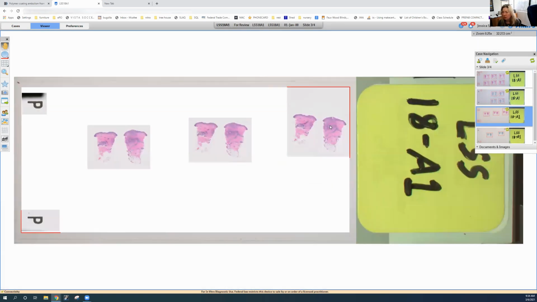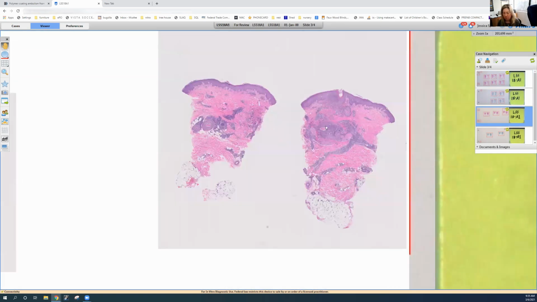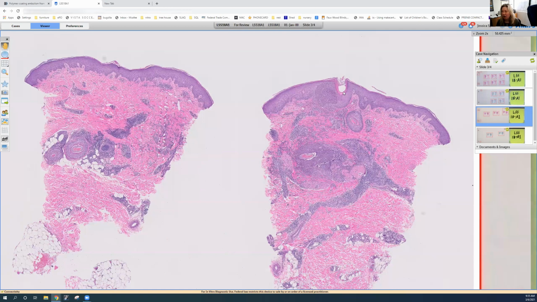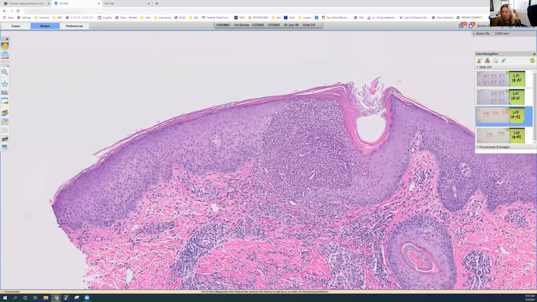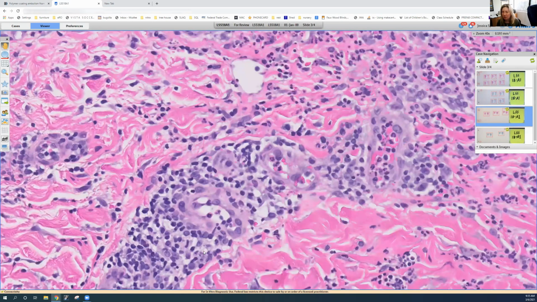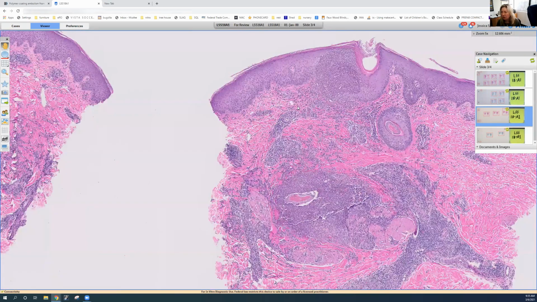I want to show you the second slide in this. All right, so at low power, we've got a pretty deep punch biopsy with some subcutis. And then we've got a follicle here with this large collection of mostly neutrophils within it. Here are the neutrophils percolating through the follicular epithelium, lots of neutrophils in the surrounding dermis, also lymphocytes, histiocytes. There are probably also some eosinophils in here.